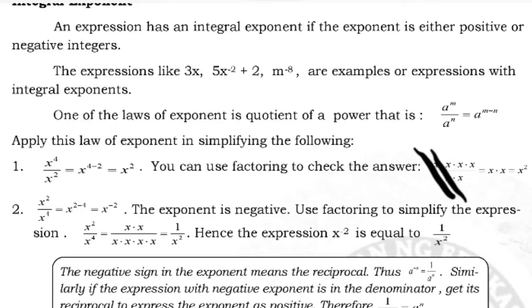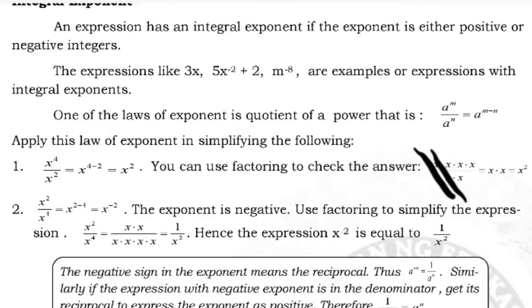So you're going to have x raised to the power of 2, the exponent of the numerator, minus the exponent of the denominator, 4. So 2 minus 4 is negative 2. So your answer is x to the power of negative 2. So in here, the exponent is negative.